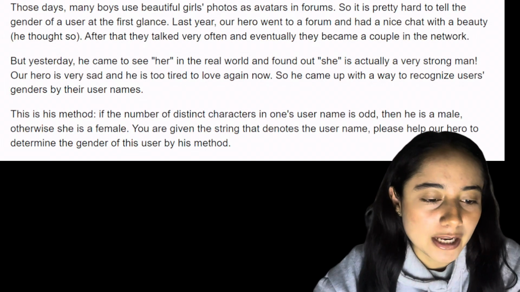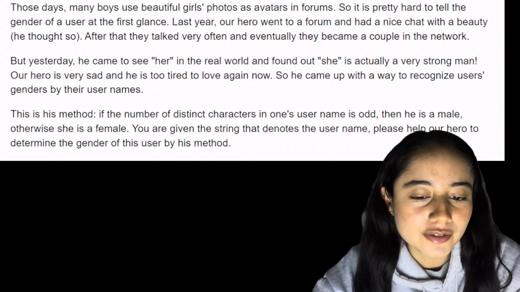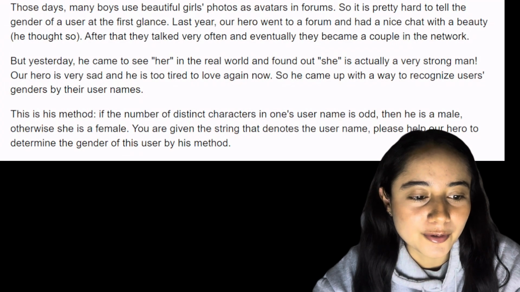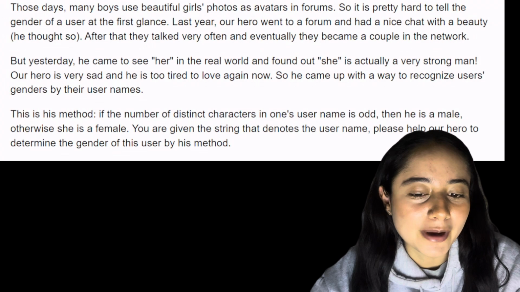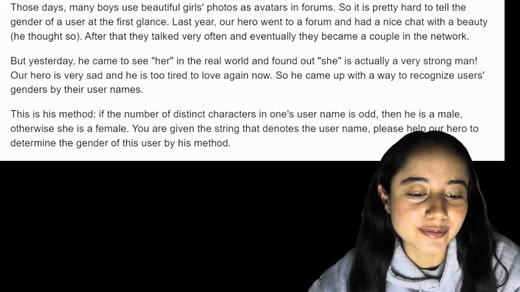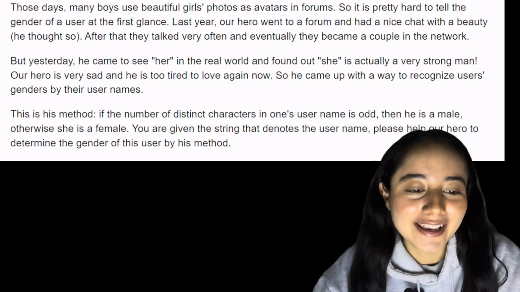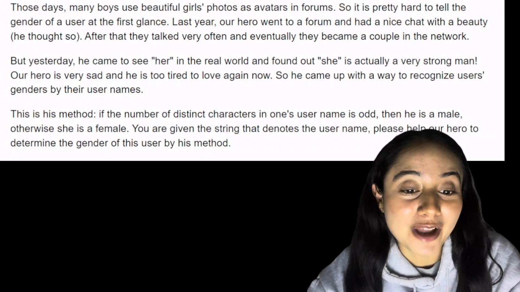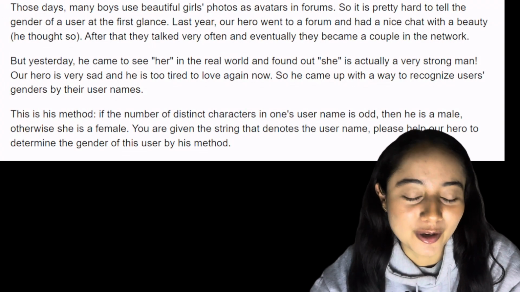These days, many boys use beautiful girls' photos as avatars in forums, so it's pretty hard to tell the gender of a user at first glance. Last year, our hero went to a forum and had a nice chat with a beauty. He thought so. After that, they talked very often, and eventually they became a couple in the network. But yesterday, he came to see her in the real world and found out she is actually a very strong man. Our hero is very sad and he's too tired to love again now.